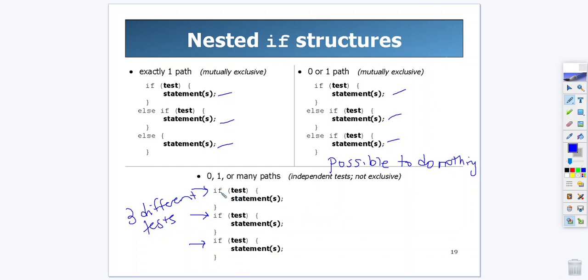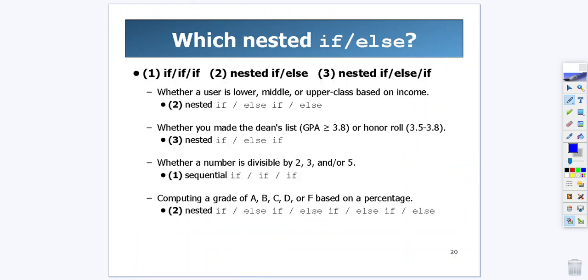And it could be possible that 0 conditions become true, that 1 condition is true, that 2 conditions are true, that all of them are true, etc. And so you would do the statements associated with that. So let's say I want to figure out if a user is in the lower, middle, or upper class based on income. Well, in this case, they're only going to fit into one category, and everyone is going to fit into a category. So you would use an if, else if, else.